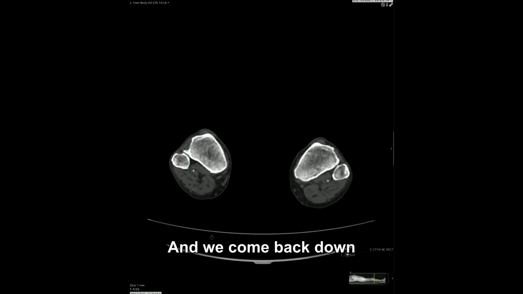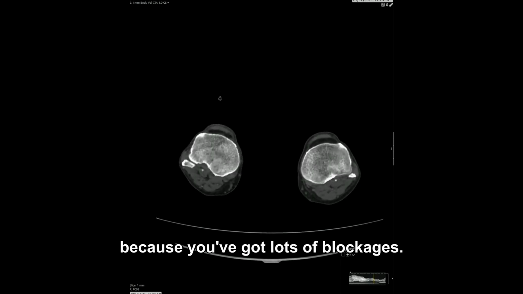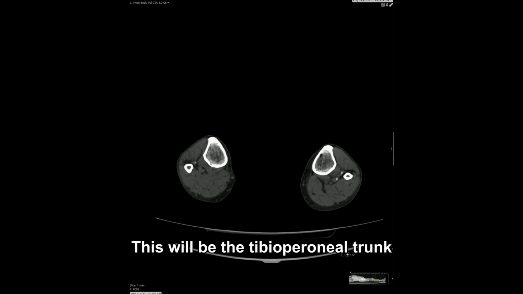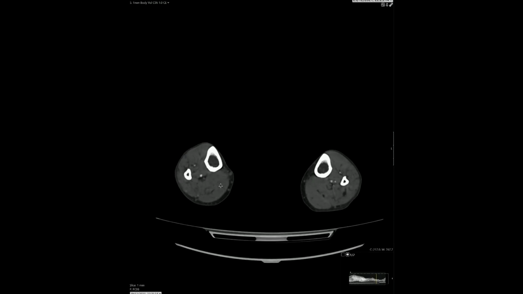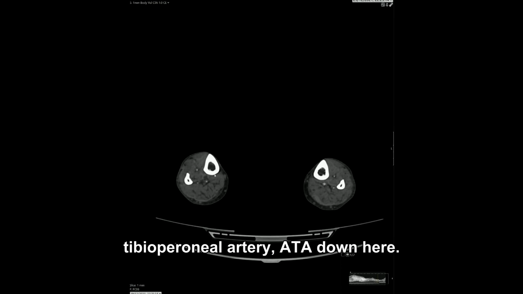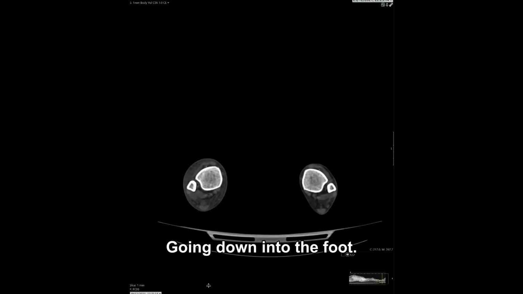And we come back down, and this is actually not a good example of normal anatomy because you've got lots of blockages. So this is the tibioperoneal trunk. If you can just believe me, there is a dog leg out, and that'll be the ATA. This will be the tibioperoneal trunk, and there's the ATA filling again. That's the peroneal artery, and the posterior tibial, peroneal artery, ATA down here, going down into the foot.